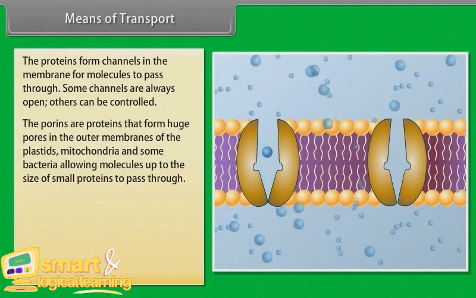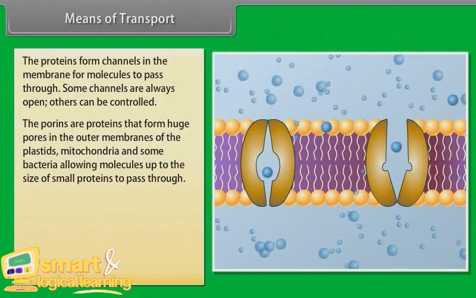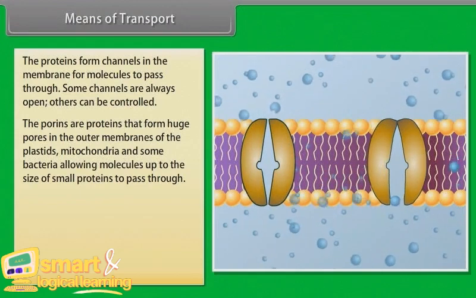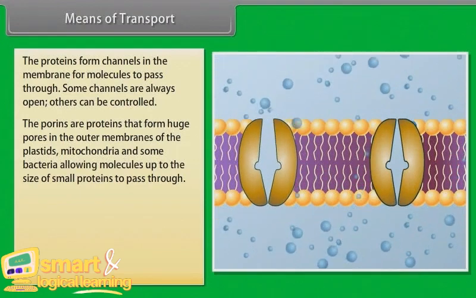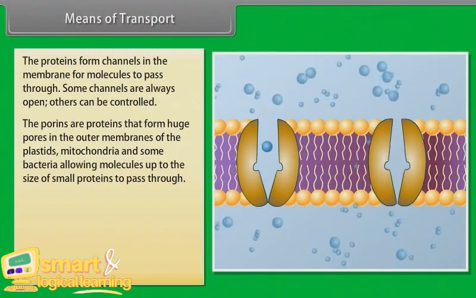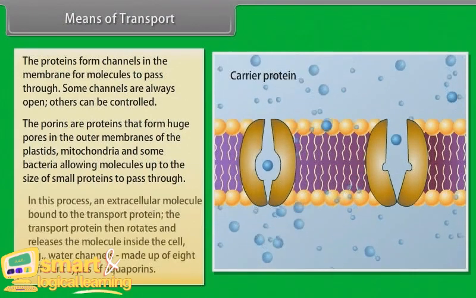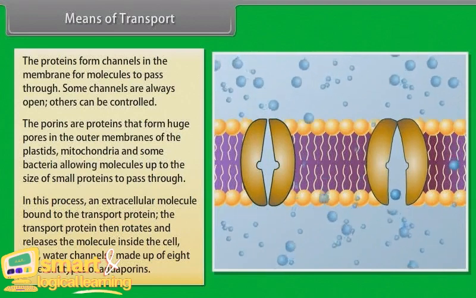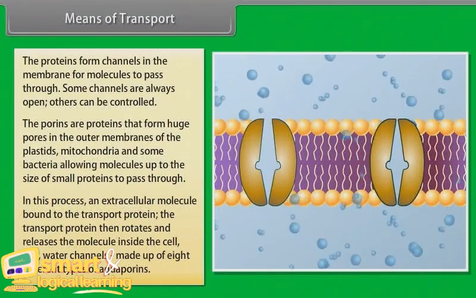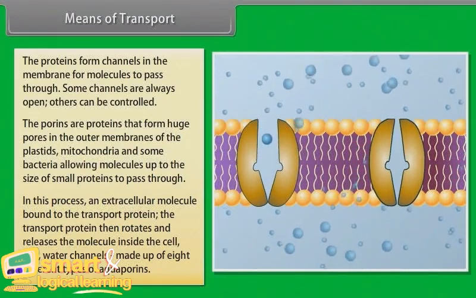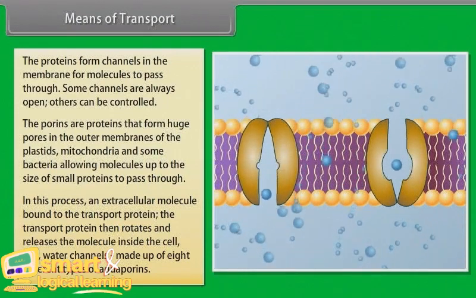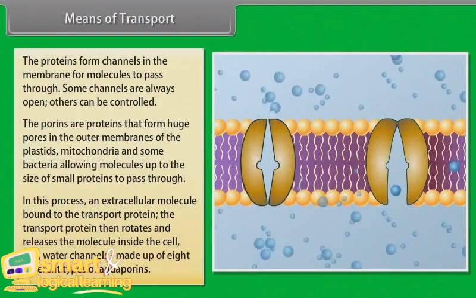The porins are proteins that form huge pores in the outer membranes of the plastids, mitochondria, and some bacteria, allowing molecules up to the size of small proteins to pass through. In this process, an extracellular molecule binds to the transport protein. The transport protein then rotates and releases the molecule inside the cell. For example, water channels are made up of 8 different types of aquaporins.